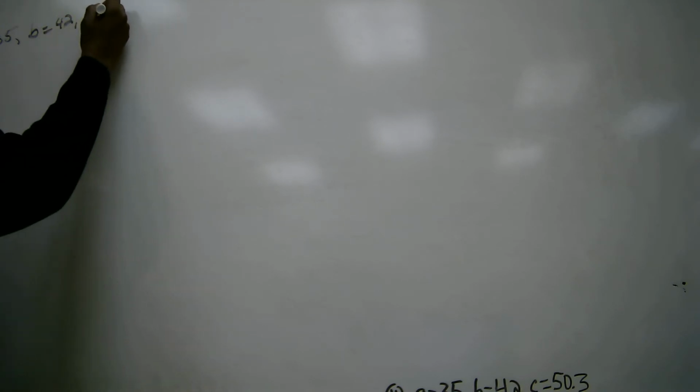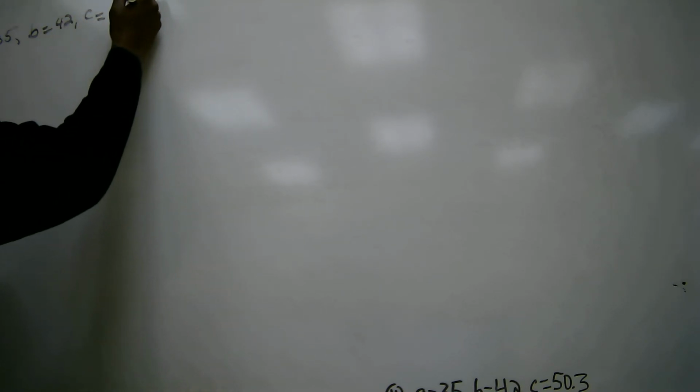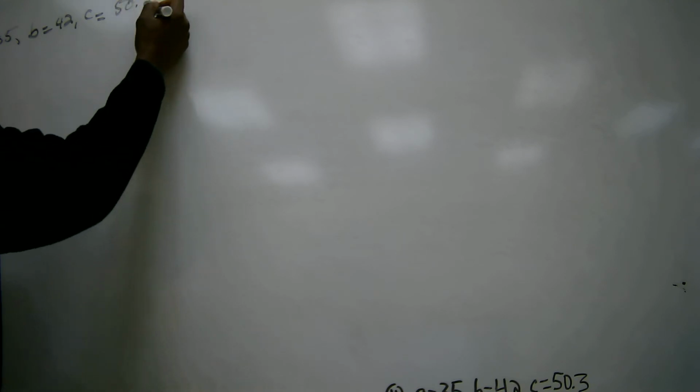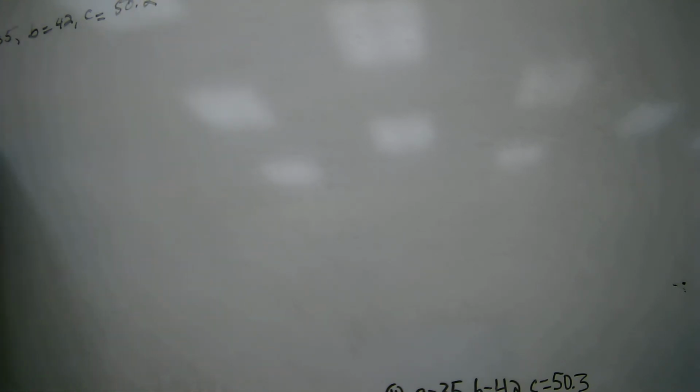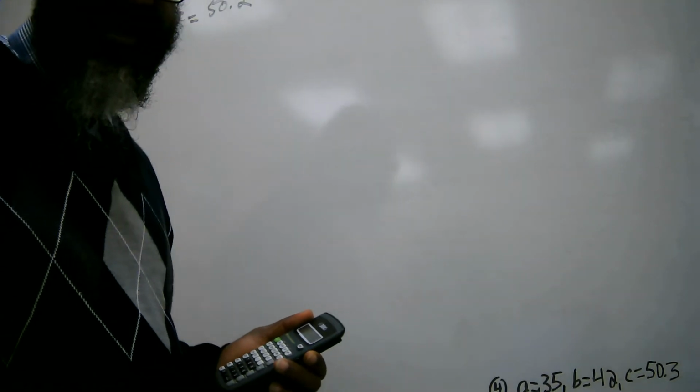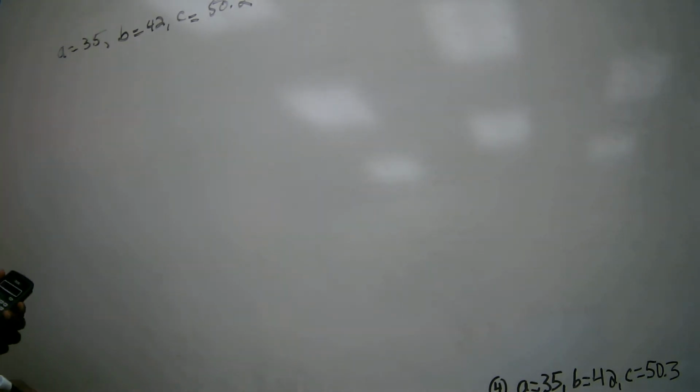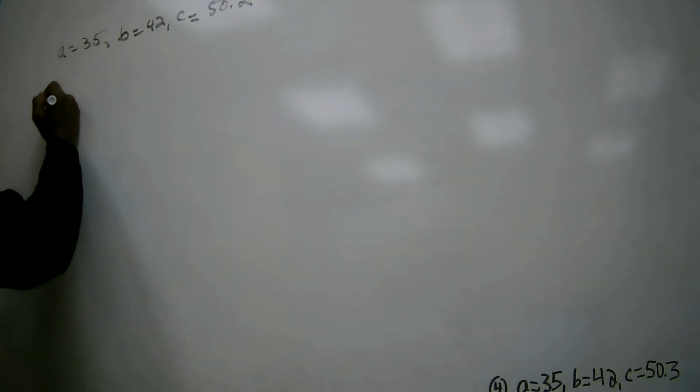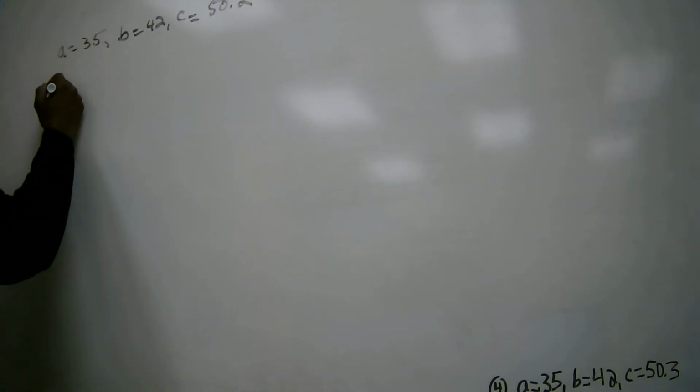And C is 50.5. Therefore, angle C will be the largest angle out of the three angles. So be aware of that. Once you know this information, you know what to expect. So let's find angle C first, and that will be C squared.